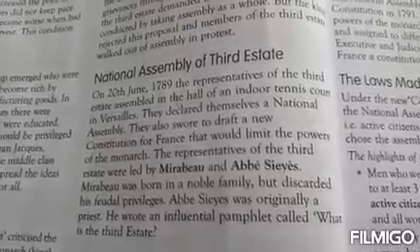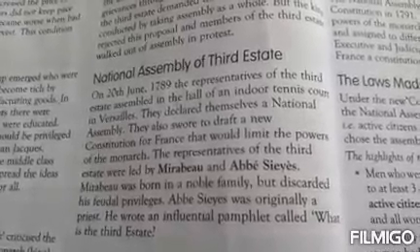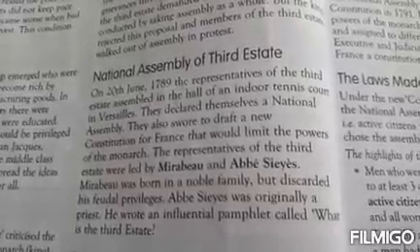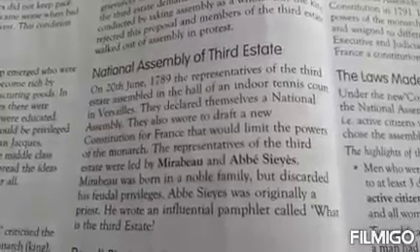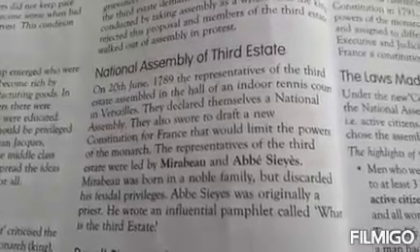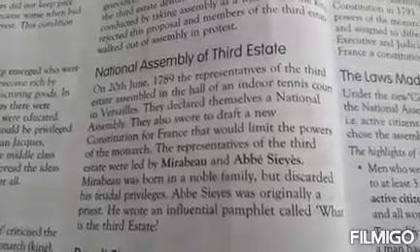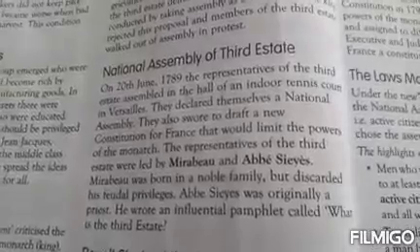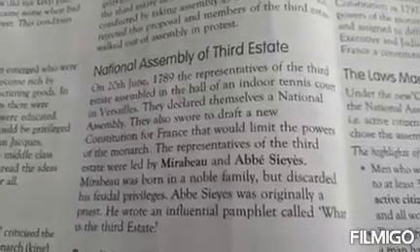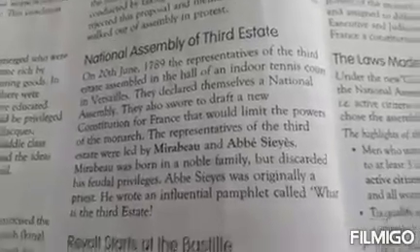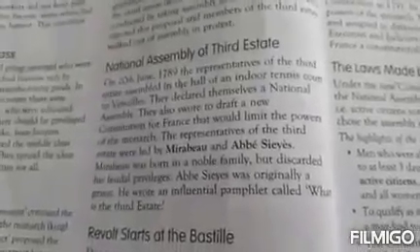So on 28 June 1789, the representatives of the third state assembled in the hall of an indoor tennis court in Versailles, and they declared themselves the National Assembly. They also swore to draft a new constitution for themselves.